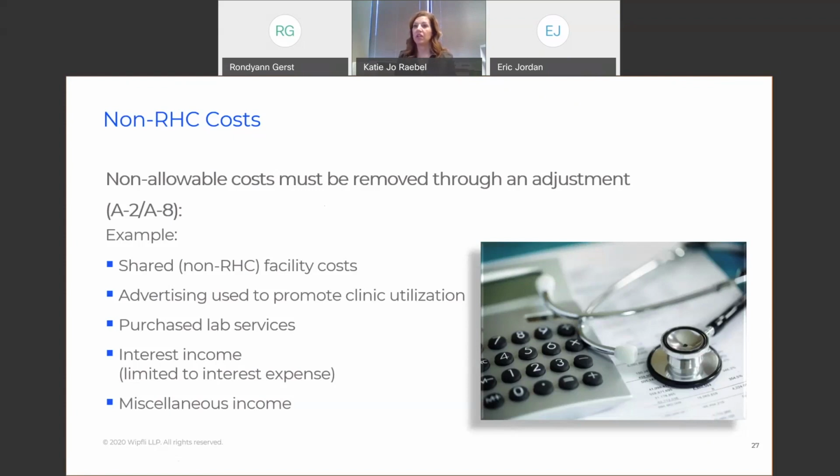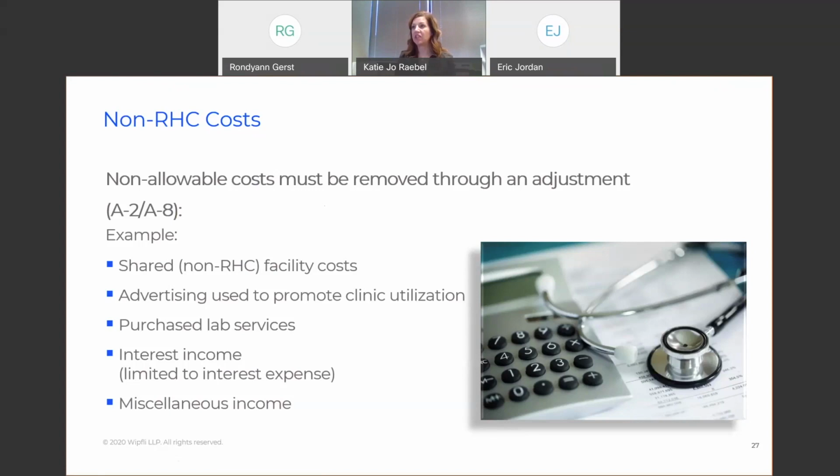For example, costs not related to RHC at all. We have part of the clinic that is a rural health clinic, and the other part of the building is not rural health clinic at all. Let's say you lease it out and you still have those expenses in your profit and loss statement. We need to remove those costs. Advertising in order to increase utilization of the clinic is actually a non-allowable expense. So you may look at your cost report and see an adjustment for removal of advertising expenses. That's because it's non-allowable by Medicare. Purchased lab services: we remove costs related to that because they're billing for the lab services. We need to remove the costs.